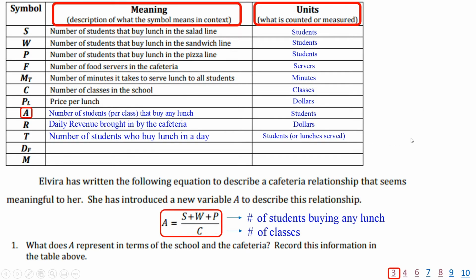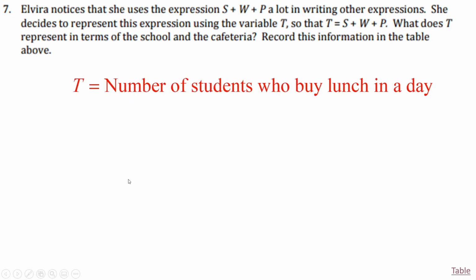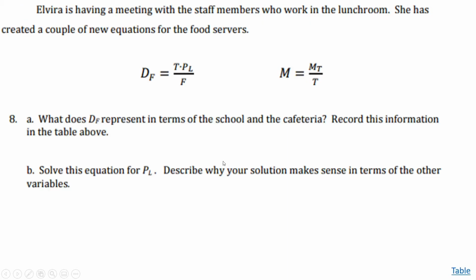Okay, now where are we at? I think, was that number 7? Yes, it was. Okay, so T equals the number of students who buy lunch in a day. Great. And we recorded that information in the table already. So we are ready to go on to number 8.